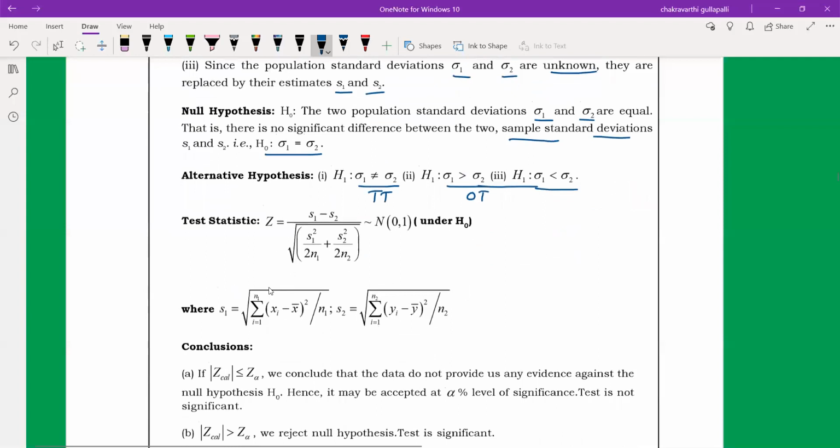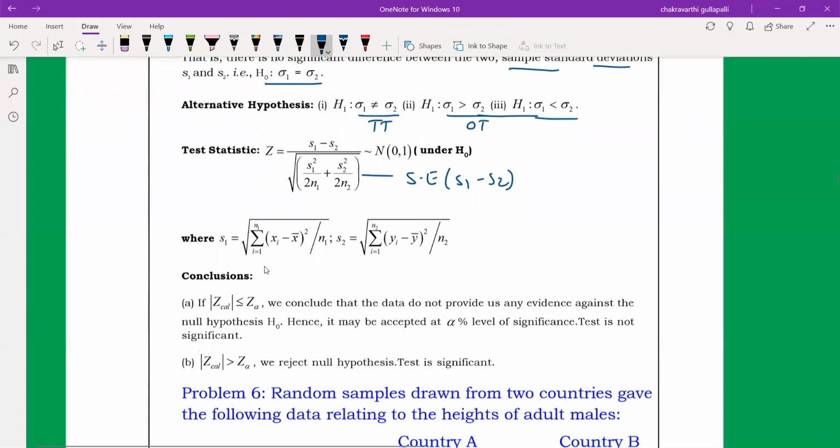Corresponding Z statistic: Z is equal to (S1 minus S2) divided by the square root of (S1 square by 2n1 plus S2 square by 2n2). This is the standard error of S1 minus S2. It is a very important formula from the examination point of view. Remember, the square root of S1 square by 2n1 plus S2 square by 2n2.